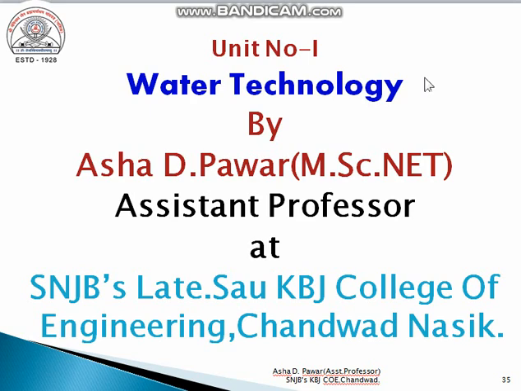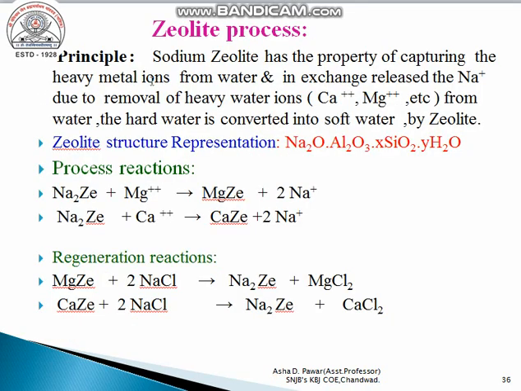Students, in the last session we learned the ill effects of hard water, that is priming, foaming, boiler corrosion, caustic embrittlement, scale and sludge. In today's session we learn the purification of water by using the zeolite process. It is an external water treatment method, and zeolite is used for the softening of water.